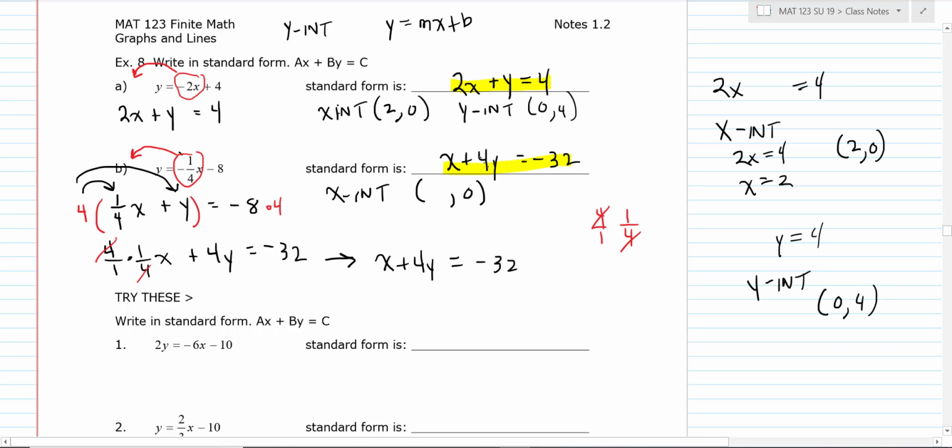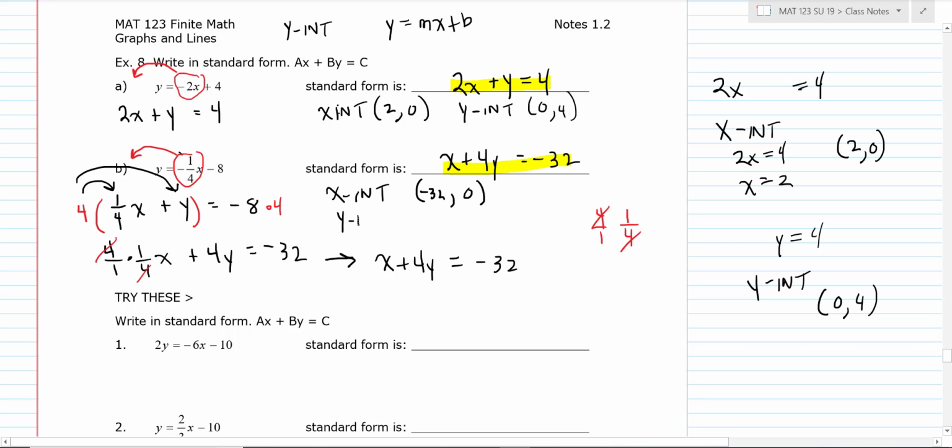So in your mind, just block off, just erase the 4y. Block it off. What are you going to have left? You're going to have x equals negative 32. So you can do it in your head.